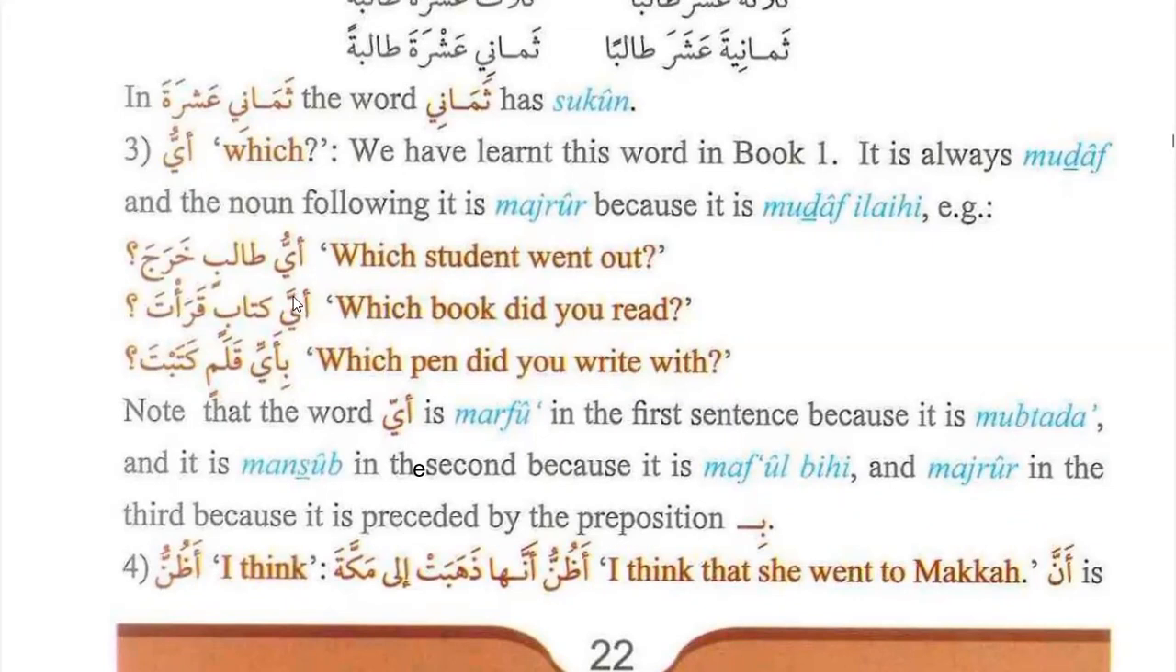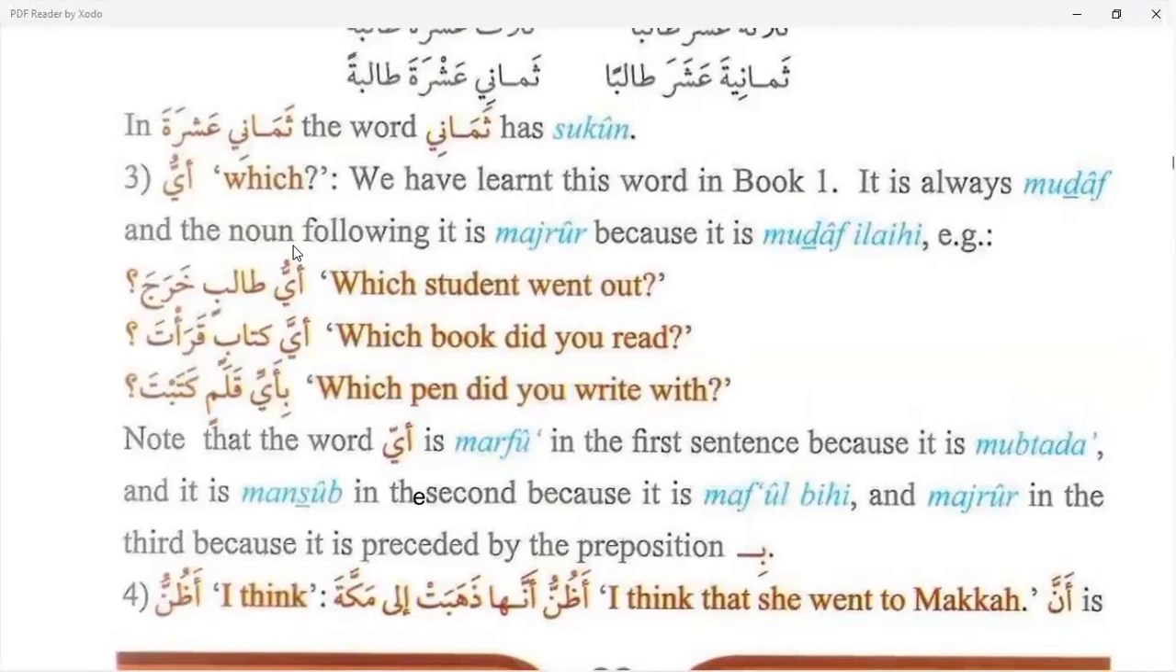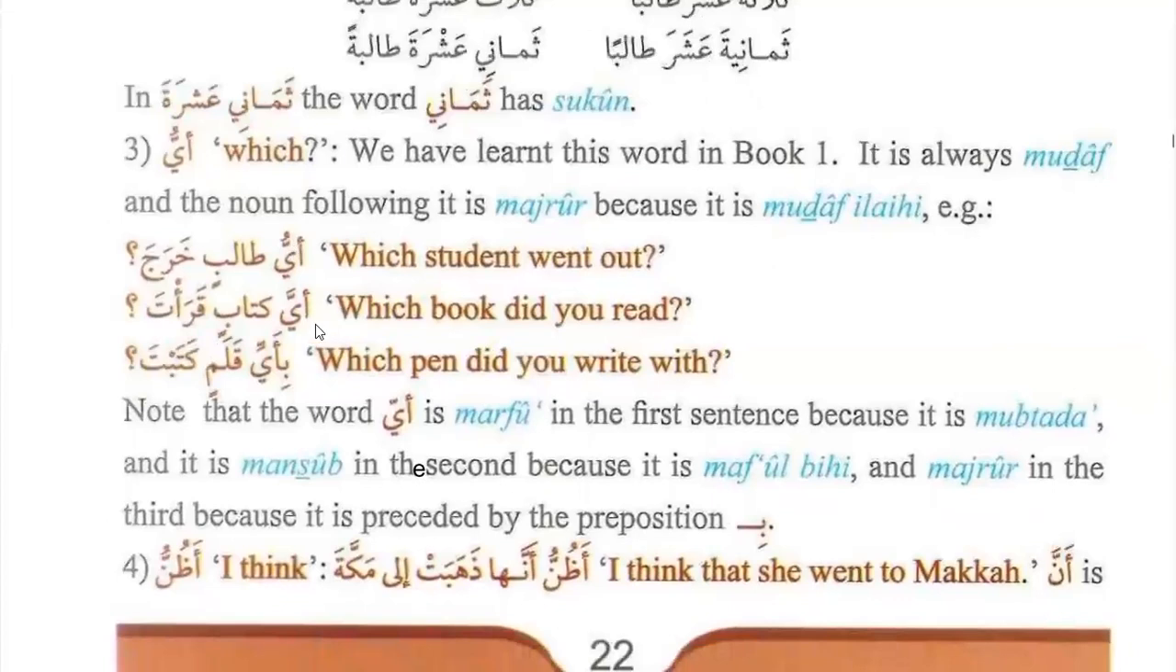Then why this ayya? Object is known as maful bihi. Subject is known as mubtada. Why is the next ayya mansub? It is maful bihi. How do you know it is maful bihi? Because the word ayya is used for a book on which the action of reading is done. So that's why it is maful bihi, the object of the sentence. Then in the third one, why is it majrur? It is preceded by a harf jar. Yes, a harf jar has made it majrur.